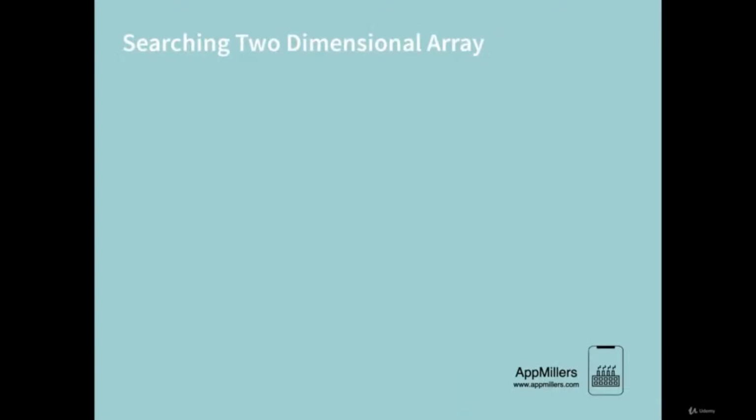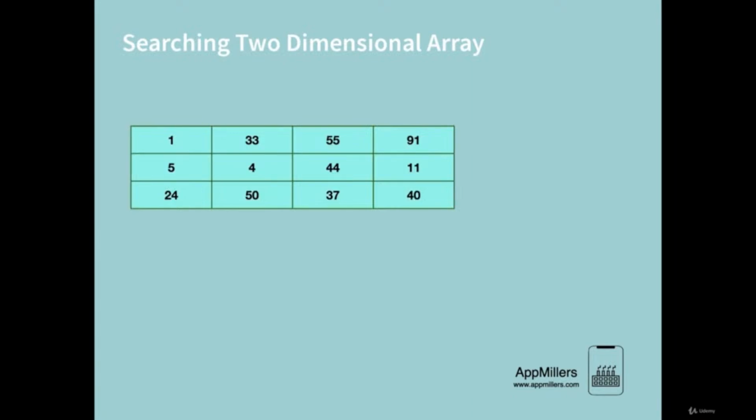Hi there. In this video, we will look at another operation that we can perform on a given two-dimensional array. Here, we will search for a given value in a two-dimensional array. This means that we will check if a given value exists in the array or not. Let's say we have an array like this, and we are looking for a value of 44 inside this array, whether it exists here or not. So how are we going to do this?